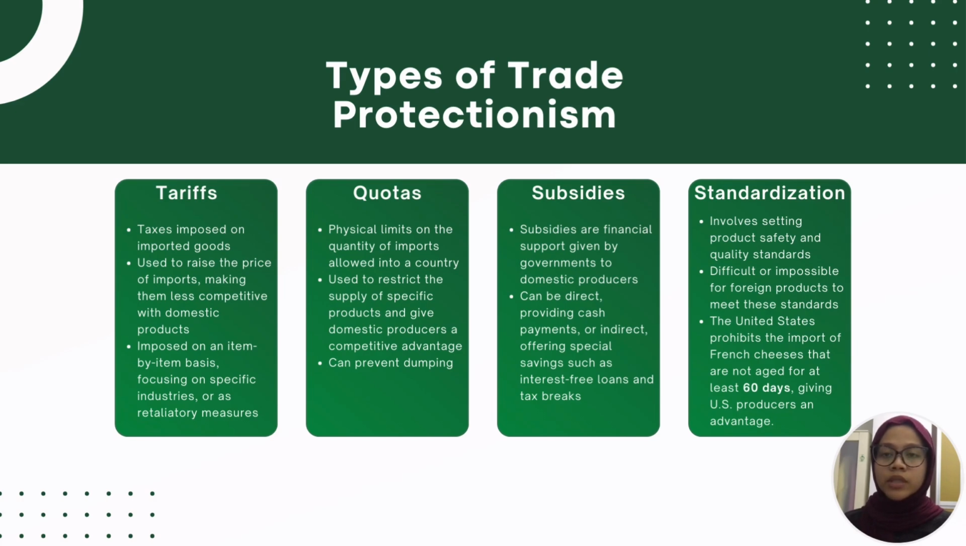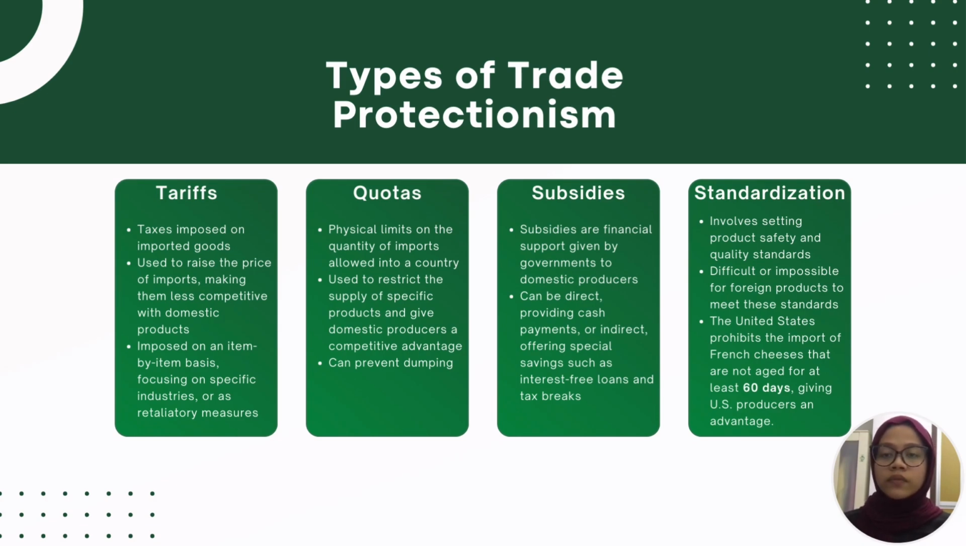So there are 4 types of protectionism imposed by governments, the first of which is tariffs. Tariffs are taxes imposed on imported goods. They are the most common form of protectionism and are used to raise the price of imports, making them less competitive with domestic products. Tariffs can be imposed on an item-by-item basis, focusing on specific industries, or as retaliatory measures in response to excessive duties charged by trading partners.